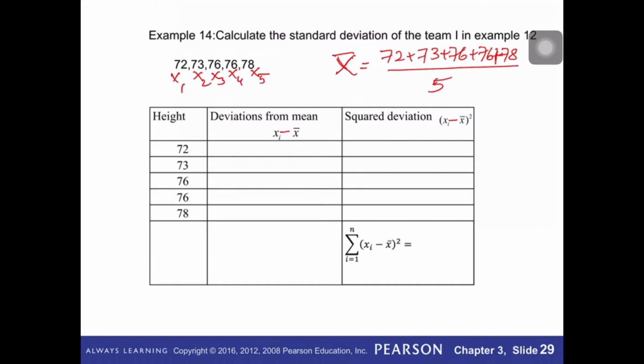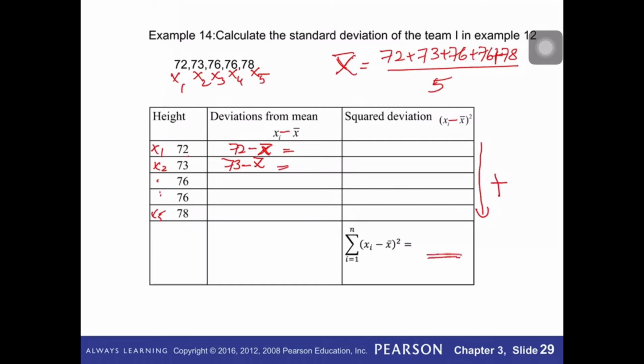So this is x1, this is x2, and so on, this is x5. So x1 minus x bar is 72 minus x bar. You know what this x bar value is, so you can plug that value here. 73 minus x bar, and likewise you can calculate the squared deviations. You just take the square of each value, and then add those values together. Then you have summation of xi minus x bar squared.